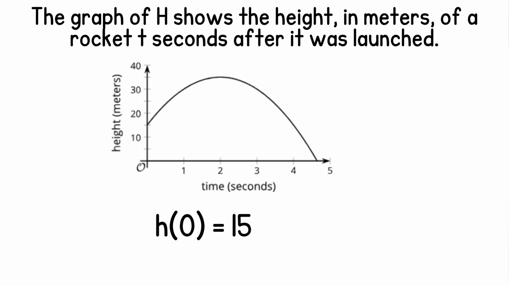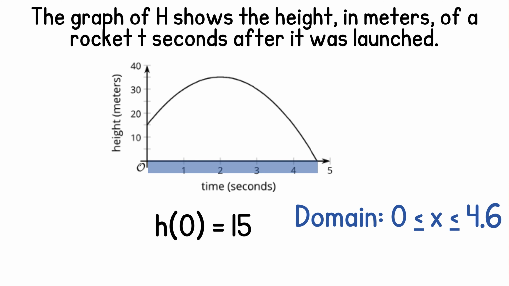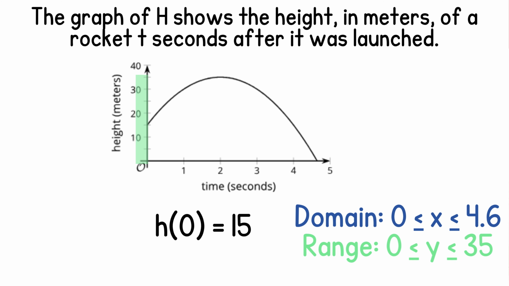Now let's find the domain and range. The domain will look at the x values, and we can see that all values between 0 and 4.6 are included in the domain. Now let's look at the range. The smallest value it hits is 0 when it lands, and the highest height it reaches is around 35. So our range for this function are all y values between 0 and 35.